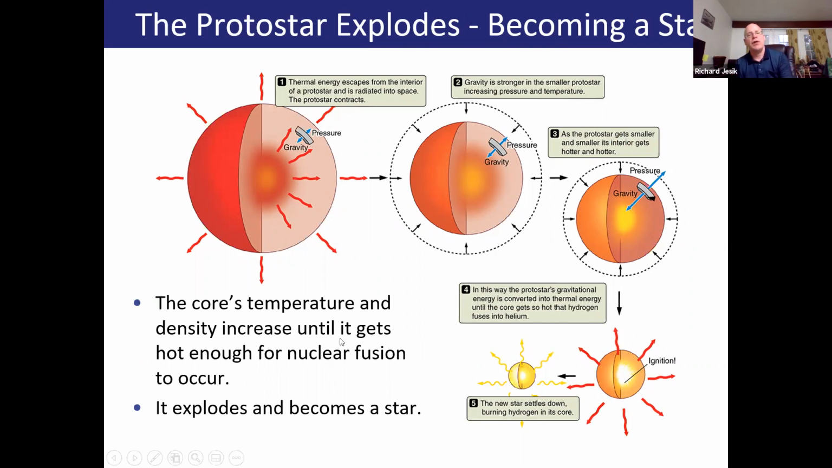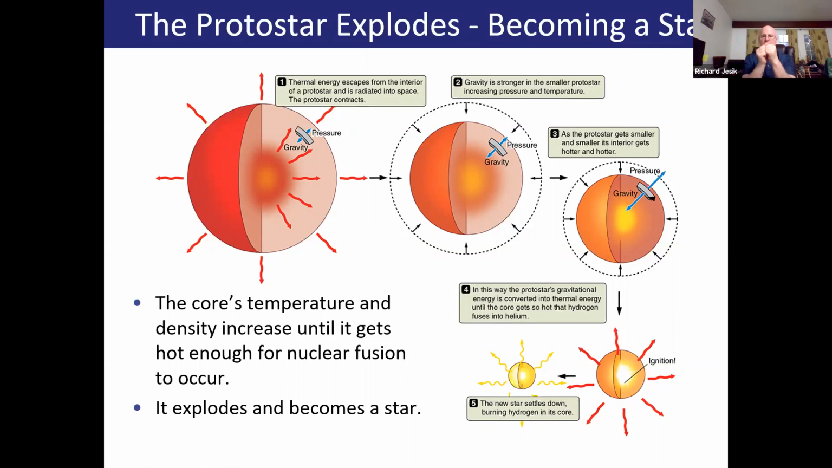So notice this, one thing that people have trouble with, because we're used to babies being smaller. Protostars are much bigger than regular stars. So the protostar shrinks and gets hotter and hotter until we say the magic happens. The core of this gets hot enough for nuclear fusion to occur. And we will have a whole chapter that describes that process.